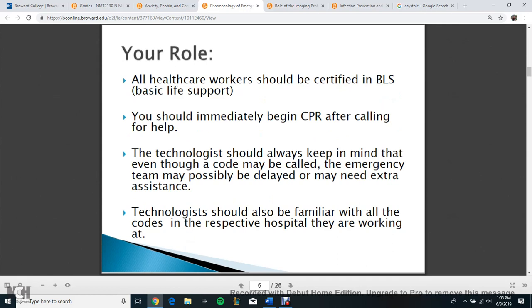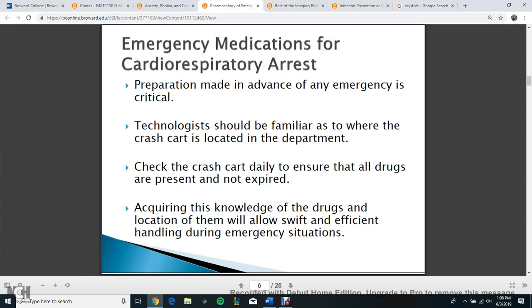Your role. All healthcare workers should be certified with BLS, Basic Life Support. You should immediately begin CPR after calling for help. The technologist should always keep in mind that even though the code may be called, the emergency team may possibly be delayed or may need extra assistance. Technologists should also be familiar with all of the codes in the respective hospital they are working at.